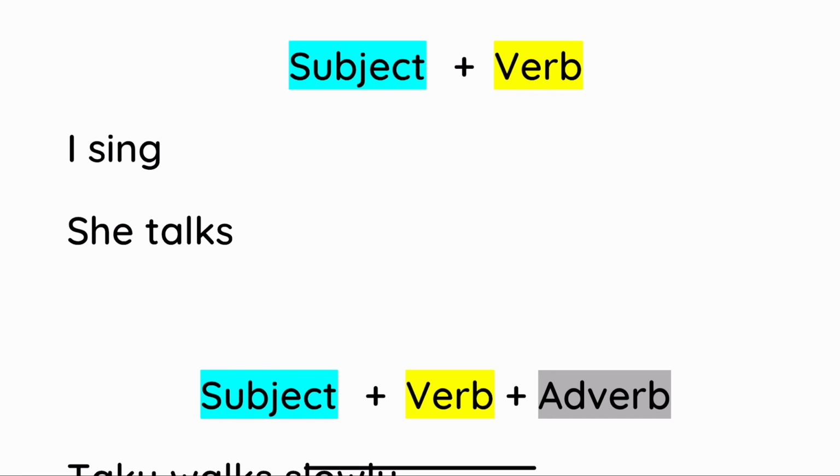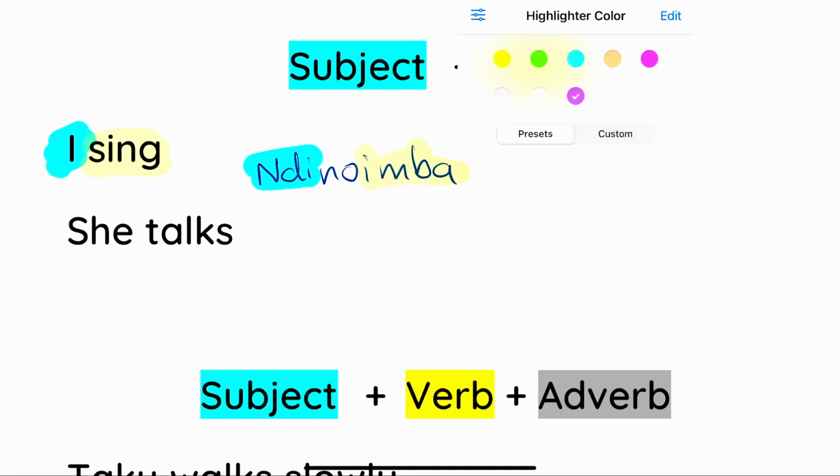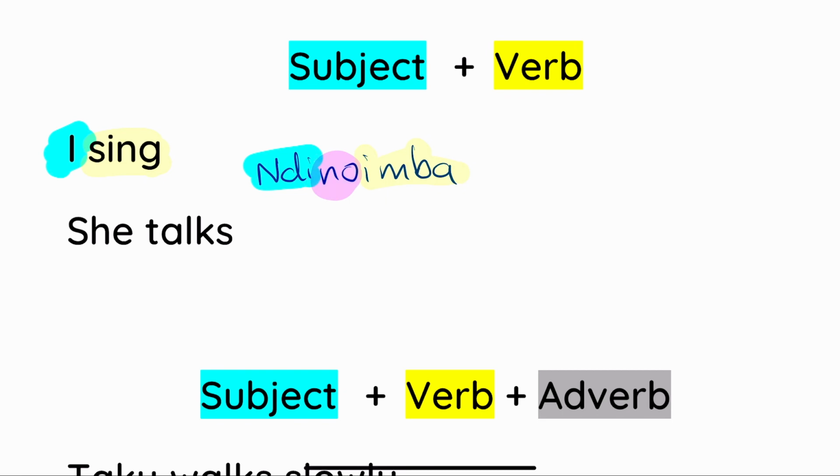So if I was to say I sing in Shona is ndino imba. Let's mark that out. Ndi is my subject, I. Sing, my verb, is imba with its verb ending a, and no is my present tense marker. Ndino yimba, meaning I sing in the present.